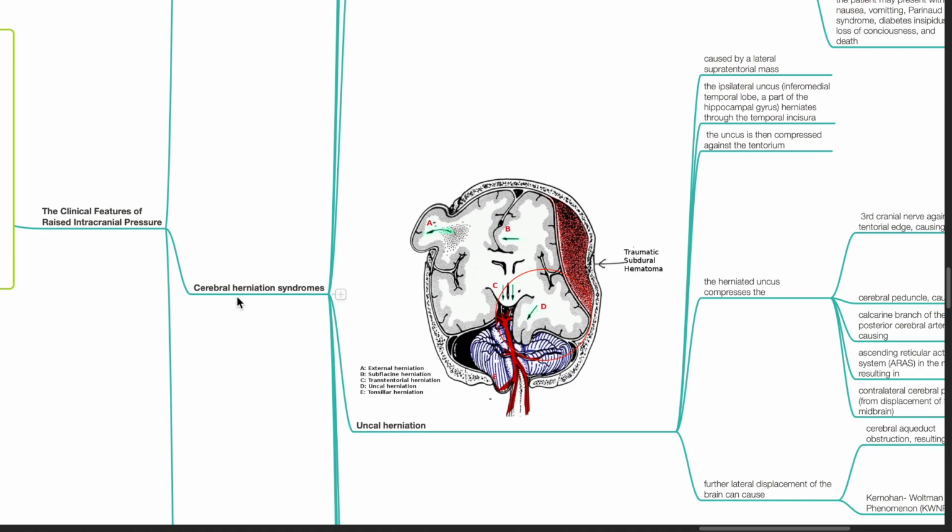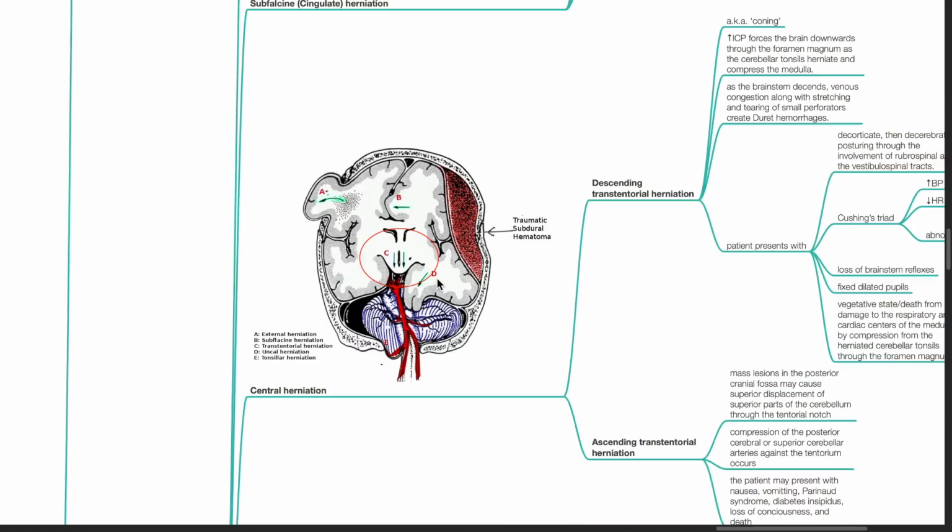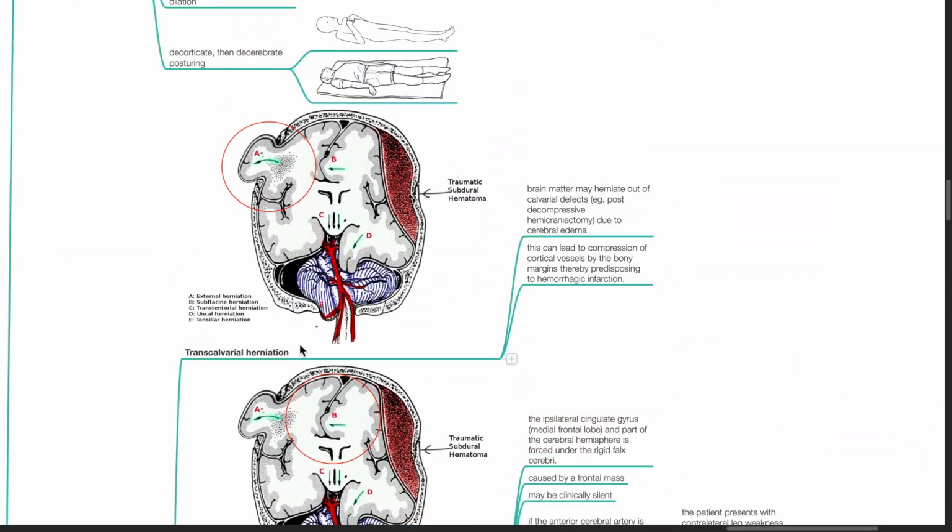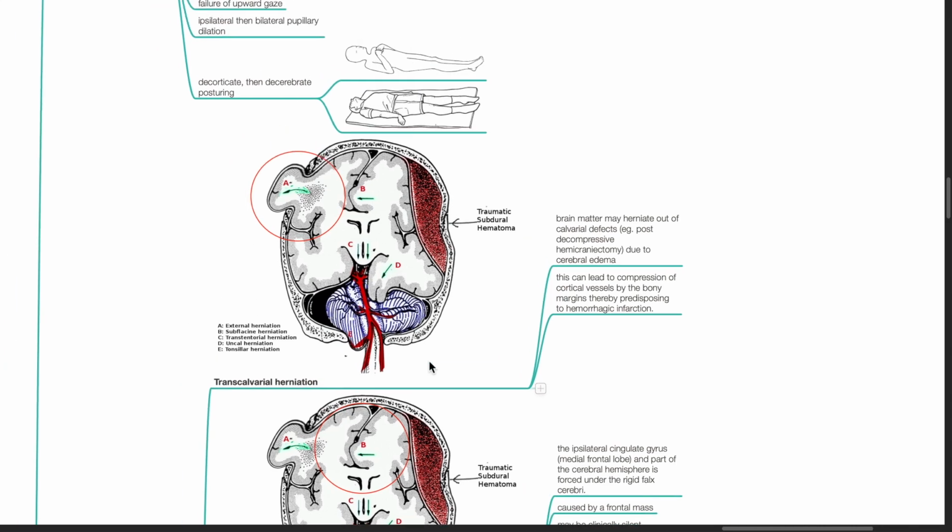Cerebral herniation syndromes. Transcalvarial herniation. Brain matter may herniate out of calvarial defects, such as in post-decompressive hemicraniectomy due to cerebral edema. This can lead to compression of cortical vessels by the bony margins, thereby predisposing to hemorrhagic infarction.